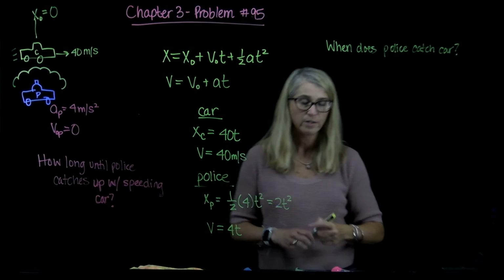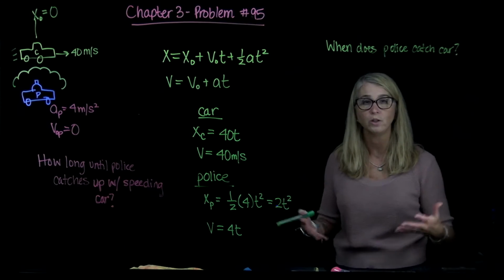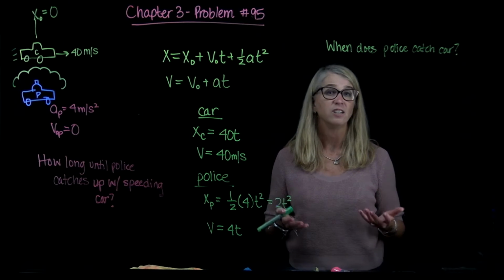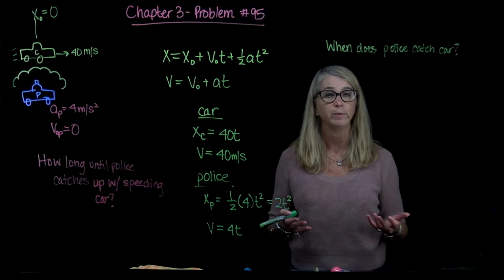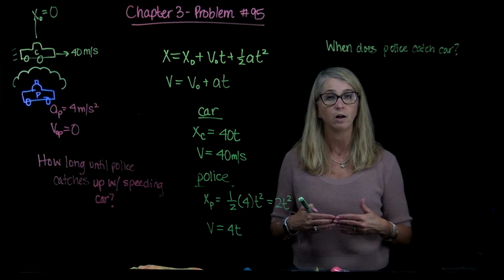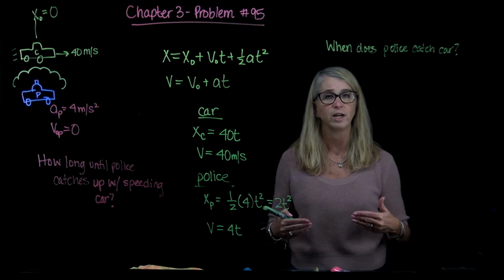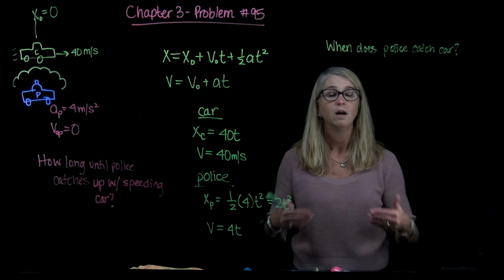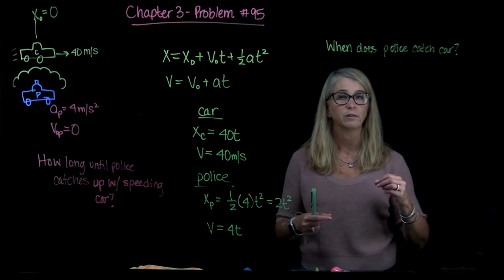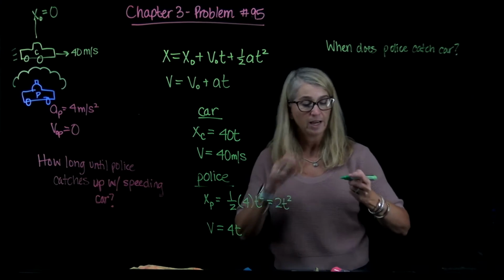So the question is then, when does the police catch the car? And we have to ask ourselves, what do we know is going to be true at that time? Now, we might initially think that if they're traveling at the same speed, maybe that's when the police car catches up to the speeding car. But if you think about it, there's nothing that requires that two independent objects that are moving with the same speed are at the same location. And that's what we really want to be true. We want the police car to be right next to the speeding car because then he's caught up. So that answers our question.